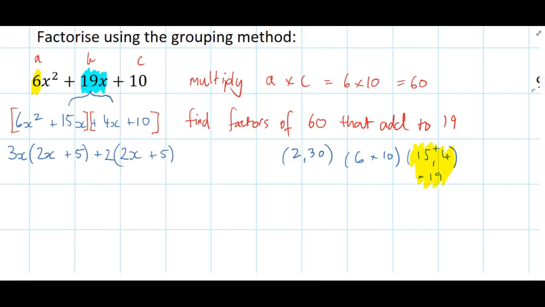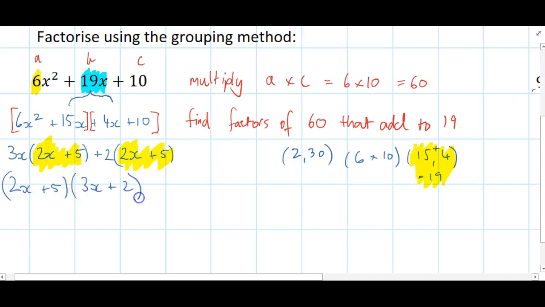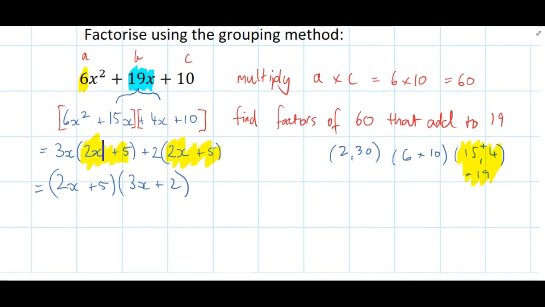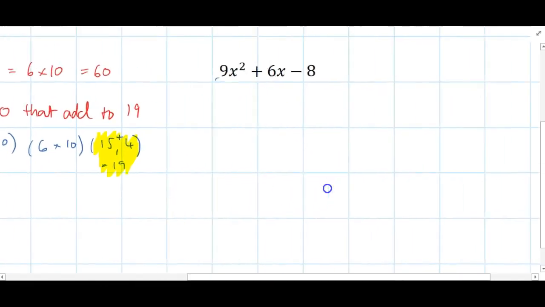So you should see that 2x plus 5 is the common factor. That comes out the front, and we're left with 3x plus 2. So that is how you factorise a non-monic trinomial, a number other than 1 in front of the x squared. Actually, I'll go over and do this one here.